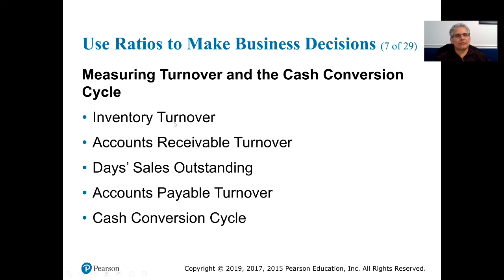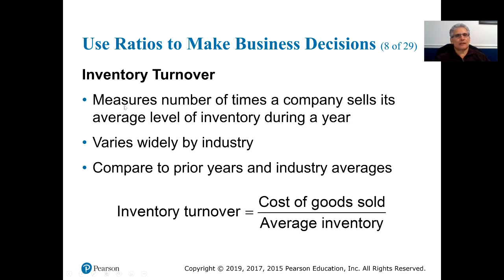The first one is inventory turnover. The second one is accounts receivable turnover. The third is days sales outstanding. The fourth is accounts payable turnover, and then the cash conversion cycle. Let's look at inventory turnover.